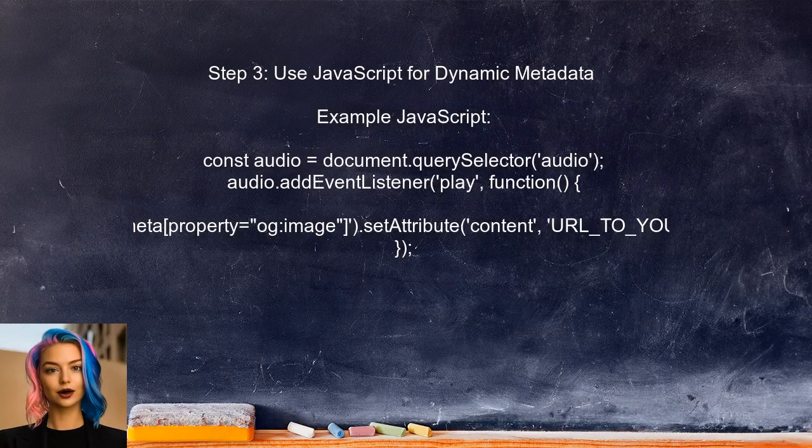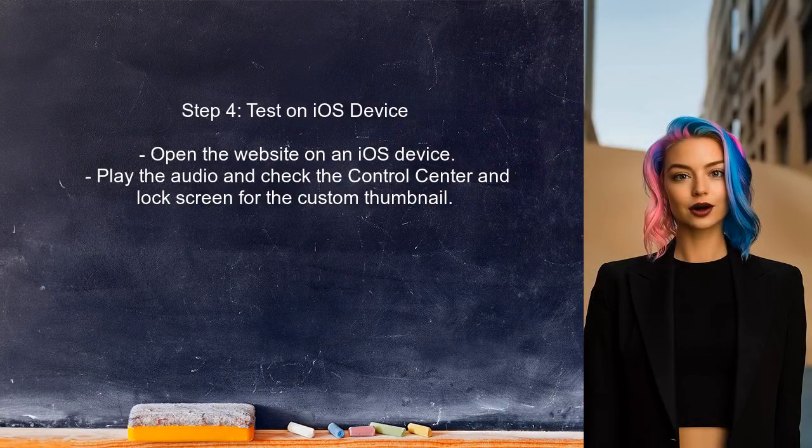After setting up the audio element, the user can enhance the experience by using JavaScript to dynamically update the metadata when the audio plays. This can help ensure the thumbnail is displayed correctly. Finally, the user should test the implementation on an iOS device. This is crucial to ensure that the thumbnail appears correctly in the control center and on the lock screen.